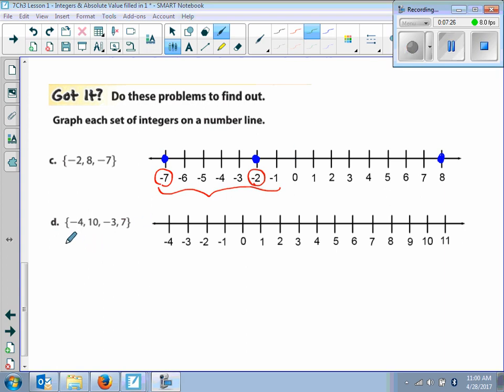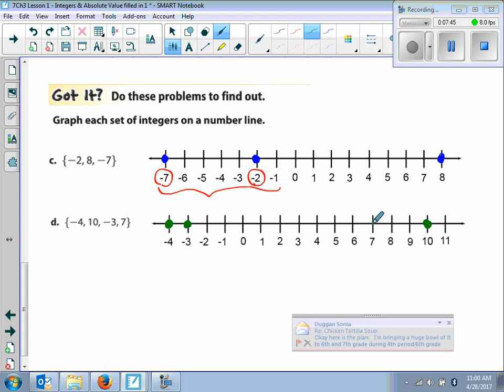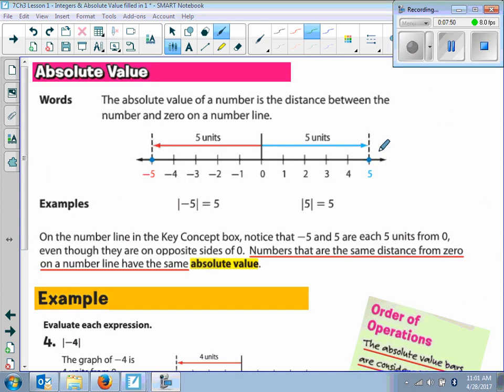All right, so now for example D, we have negative 4, 10, negative 3, and 7. So when we put them on the number line, there's negative 4, there's positive 10, we have negative 3, and positive 7. Is everybody clear? Yep. So the next thing we're going to talk about is absolute value.